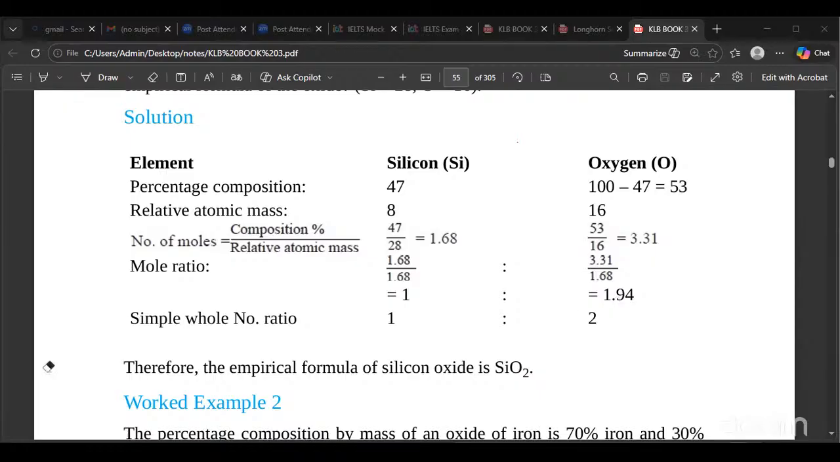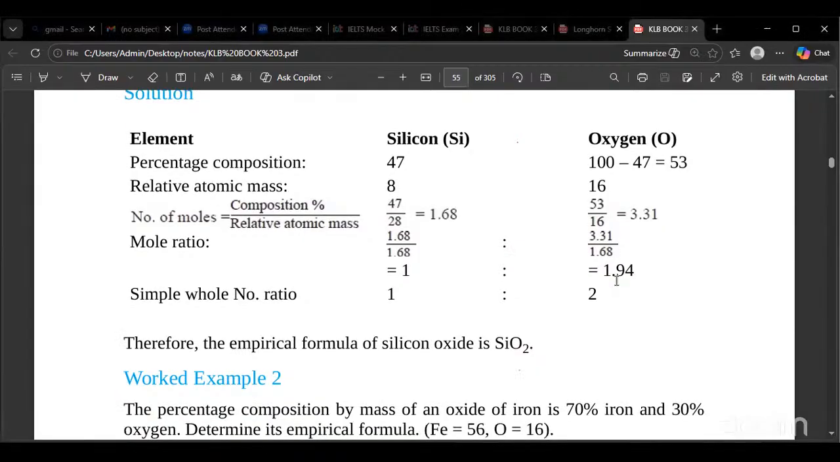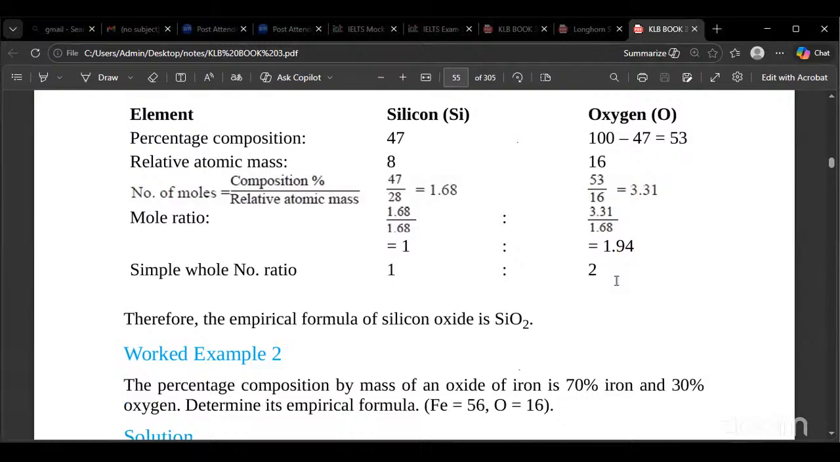Let's do another example. So this one again is the same. The percentage composition by mass of an oxide of iron is 70% iron and 30% oxygen. Determine the empirical formula. Do you think you can try this one? Can you try this one? You can try it equally, or I solve it. There's another example I want, but it is not this one. Can I solve it? Or you try first? You decide. If you say I do it, I do it.